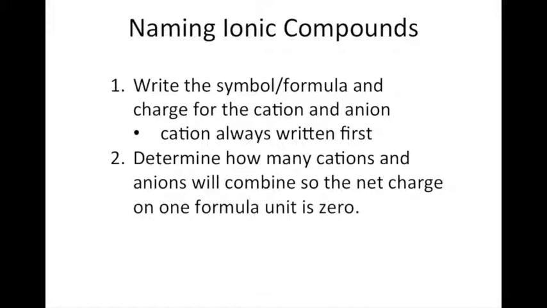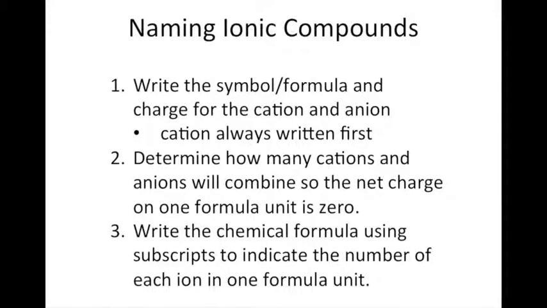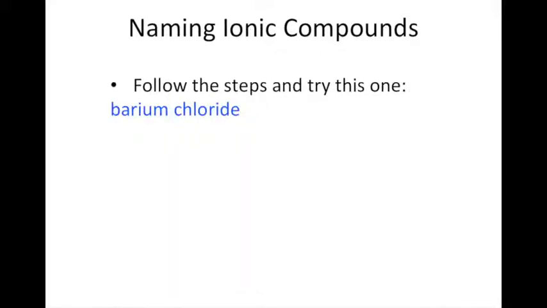Once you write the symbols and the charges on the cation and anion, then you need to analyze the charges and figure out how many of the cations and how many of the anions you need to combine so that the net charge adds up to 0. Finally, once you've figured out the correct ratio, then you need to write the chemical formula and use subscripts to indicate the number of cations and anions that have combined into one formula unit. Again, the charge on the formula unit must add up to 0. So let's try one and follow these steps.